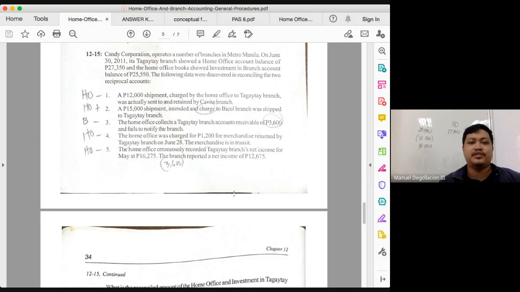Intended and charged to Bulacan. That's why the first entry by the home office is debit, investment in Bulacan, and credit, shipments to Bulacan. That was what was prepared by the home office. And to correct that one, we will have to reverse that one to make sure that the Bulacan transaction did not happen. And as a second entry, we will have to recognize the shipment that actually happened to Nova.